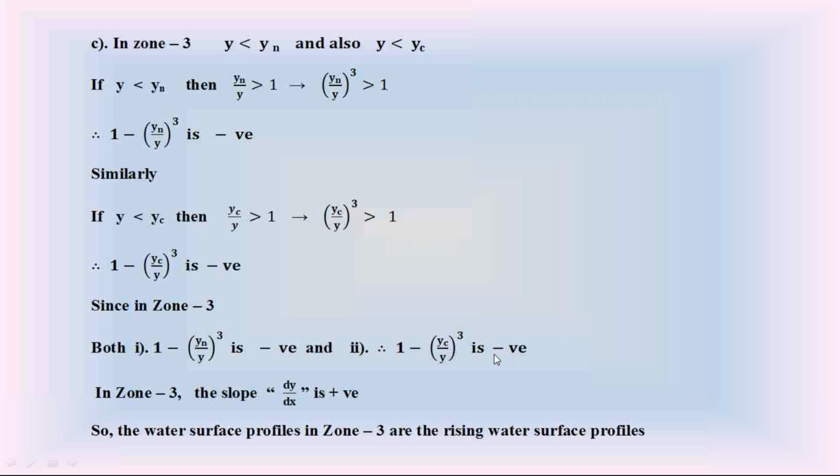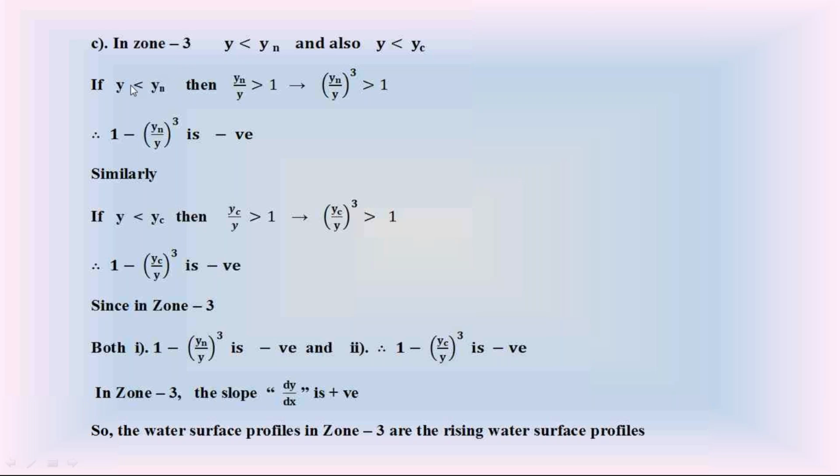These two negatives on the right hand side cancel with each other. So in zone 3, the slope dy by dx is positive. Since in zone 3 the slope of the water surface profile dy by dx is positive, in zone 3 the water surface profile is a rising water surface profile. So this is the calculation of dy by dx in zone 3.